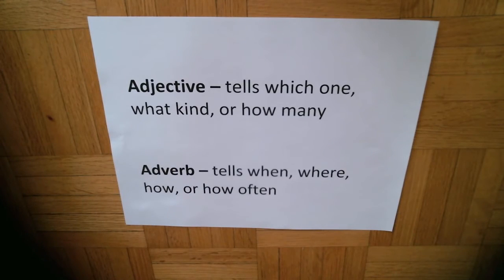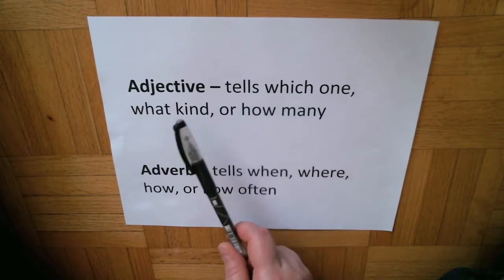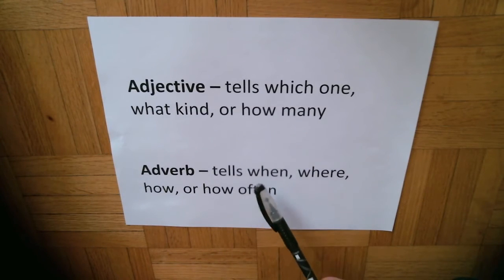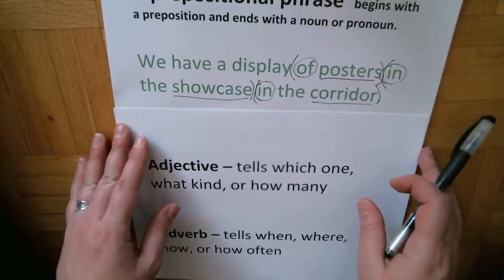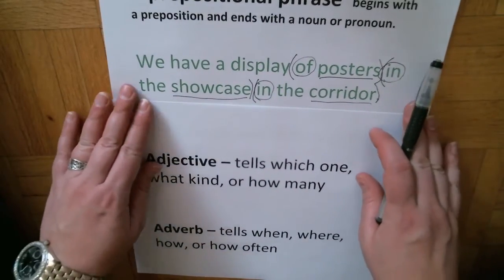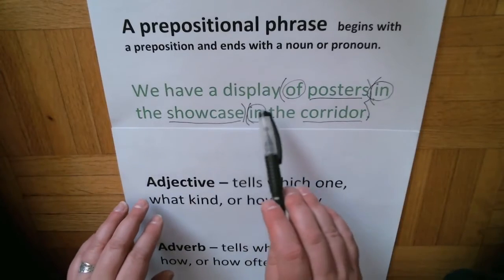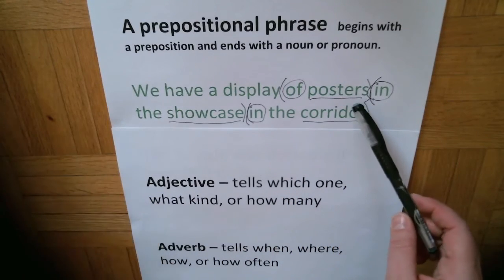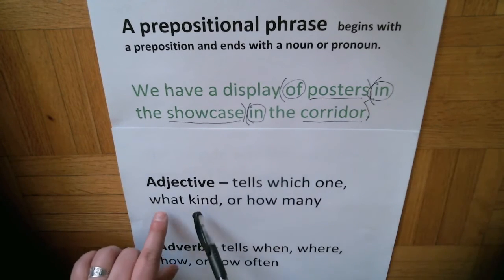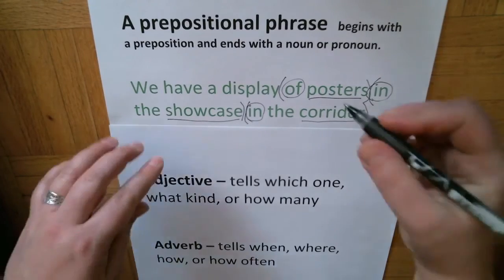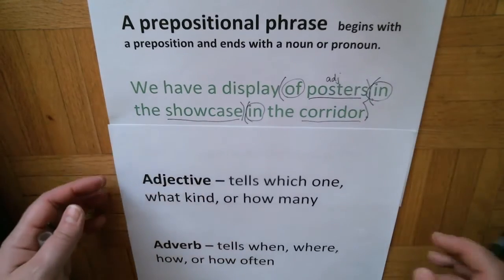As review, we should also know that an adjective tells which one, what kind, how many, and an adverb tells when, where, how, or how often. Those questions can help us figure out whether our prepositional phrases are acting as adjectives or acting as adverbs. If we look back at these sentences here, we have a display of posters. There's my first prepositional phrase. Is that telling me which one, what kind, or how many? Or is that telling me when, where, how, or how often? We have a display of posters. That would be telling me what kind, like what kind of display. So that would be an adjective prepositional phrase.